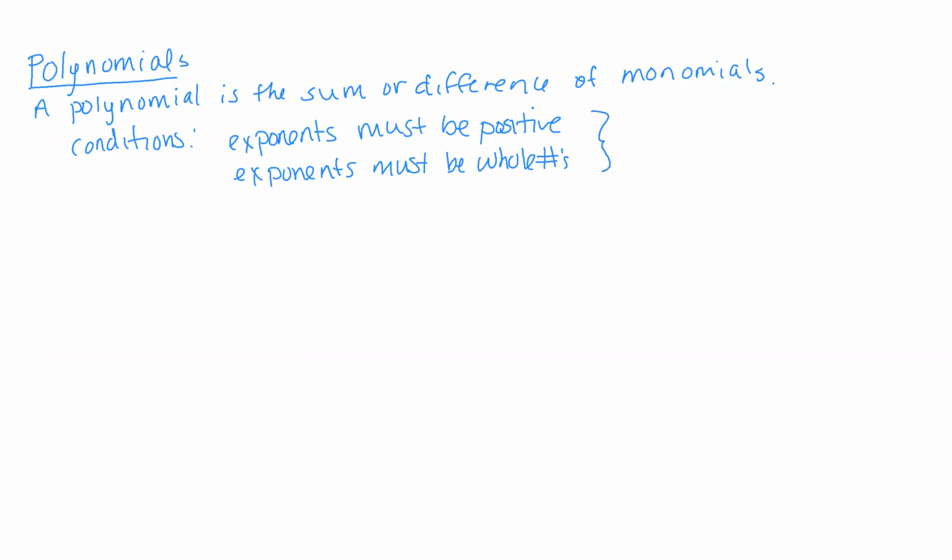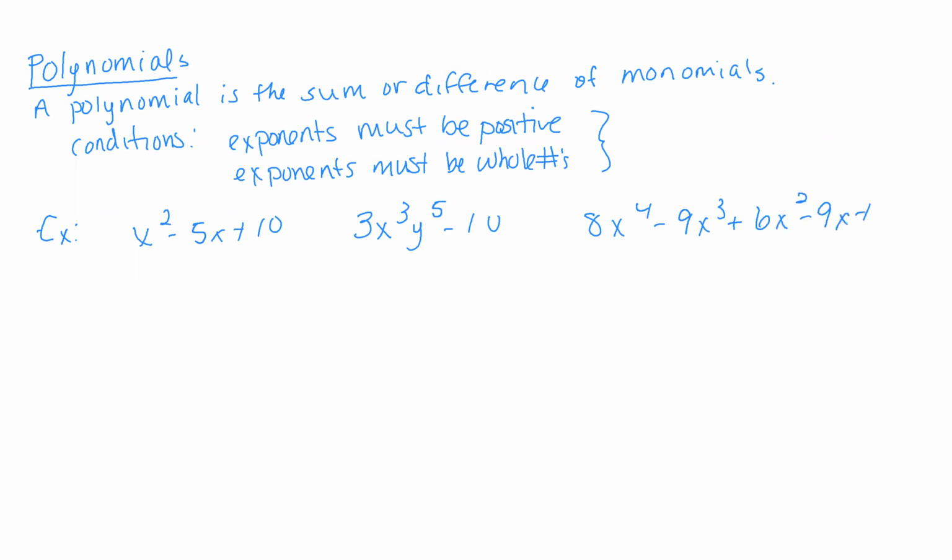Okay, so examples of polynomials: you could have something like x squared minus 5x plus 10. You could have something like 3x to the third y to the fifth minus 10. You could have something like 8x to the fourth minus 9x cubed plus 6x to the second minus 9x plus 14. Those would all be examples of polynomials.